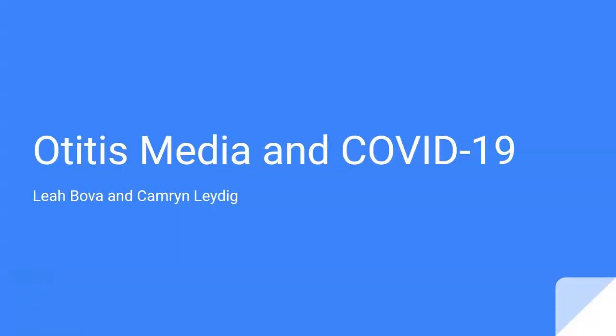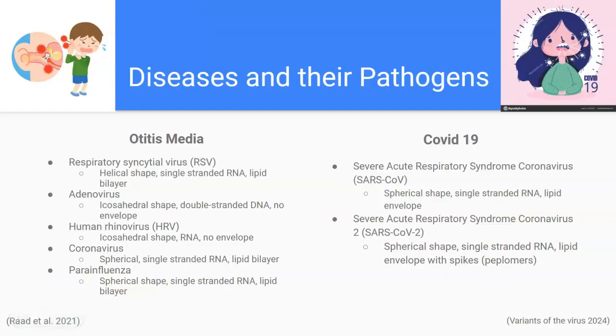Our pathogen pair was otitis media and COVID-19. Pathogen descriptions. Otitis media is a viral infection that is caused by a wide range of characterizable respiratory viruses. This would include SARS-CoV-2, coronavirus, parainfluenza, followed by a combination of respiratory viruses like influenza A, influenza B, adenovirus, respiratory syncytial virus, rhinovirus. They are all the leading viral agents in otitis media.